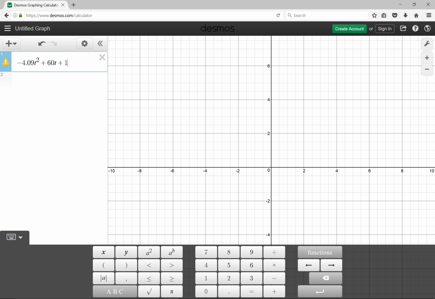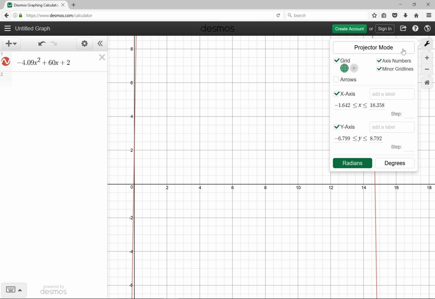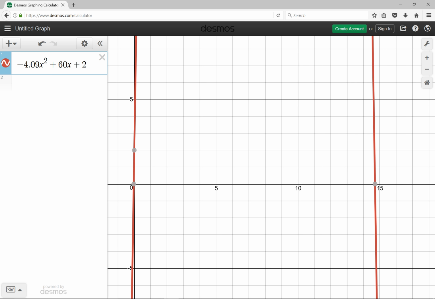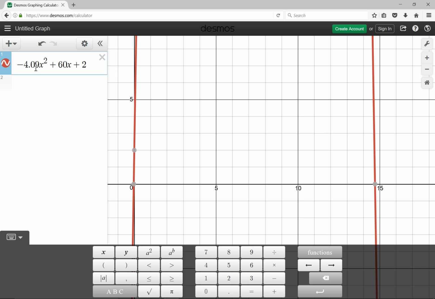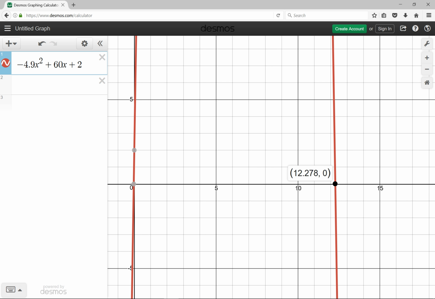Plus 1? Oh, why didn't you use an x? I don't know, because I'm stupid. Oh, there it is. Huh? Oh, well, that blows. What's it supposed to be? 4.9. There we go. Cool. It's about 12.278 seconds, yes?